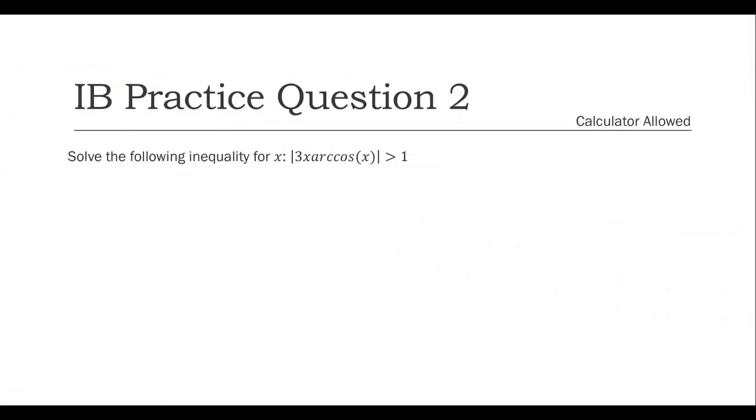So here we have our second IB practice question, and for this one the calculator is allowed. It says solve the following inequality for x: the absolute value of 3x arc cosine of x is greater than 1. So you'll start by graphing your absolute value of 3x times the arc cosine of x, and you'll also graph y equals 1. So graph y equals this, and y equals this.